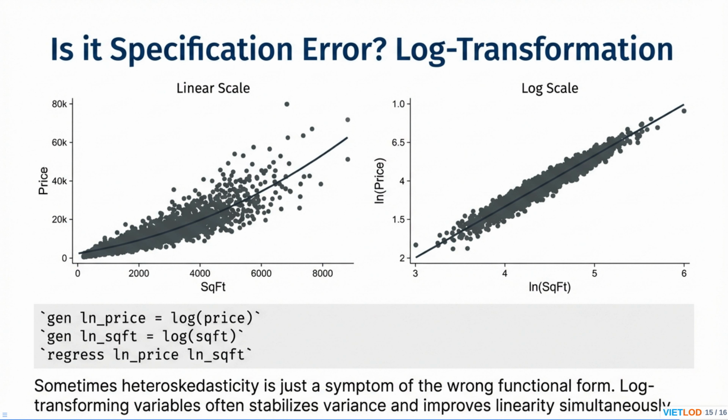Think of this as estimating not just the average spending, but also the spread or uncertainty of that spending as a function of income. Sometimes, however, the issue isn't just variance, it's the functional form itself. Let's look at log transformations next.